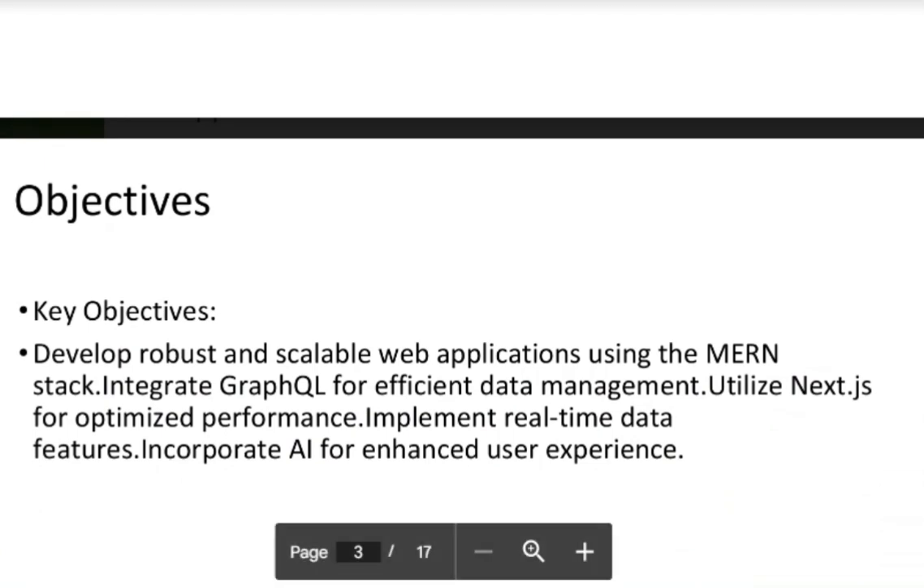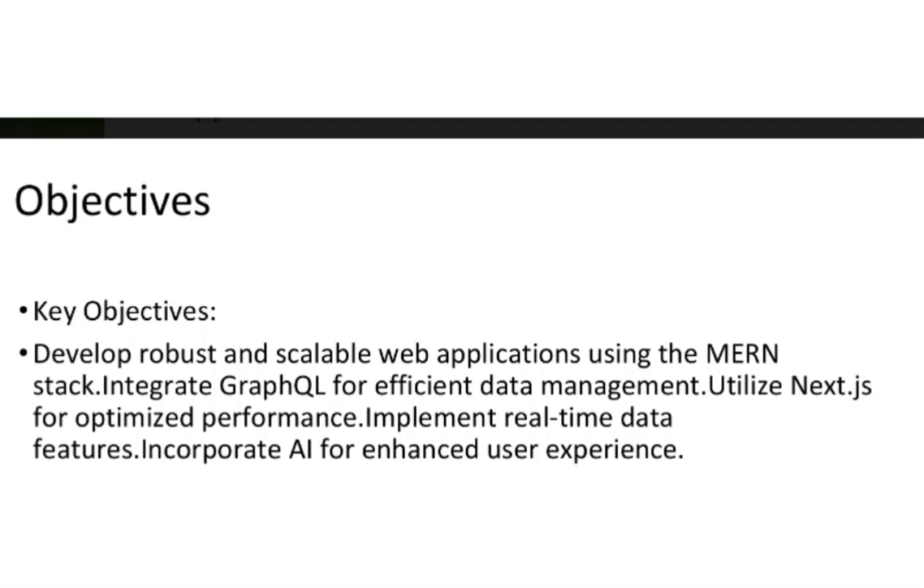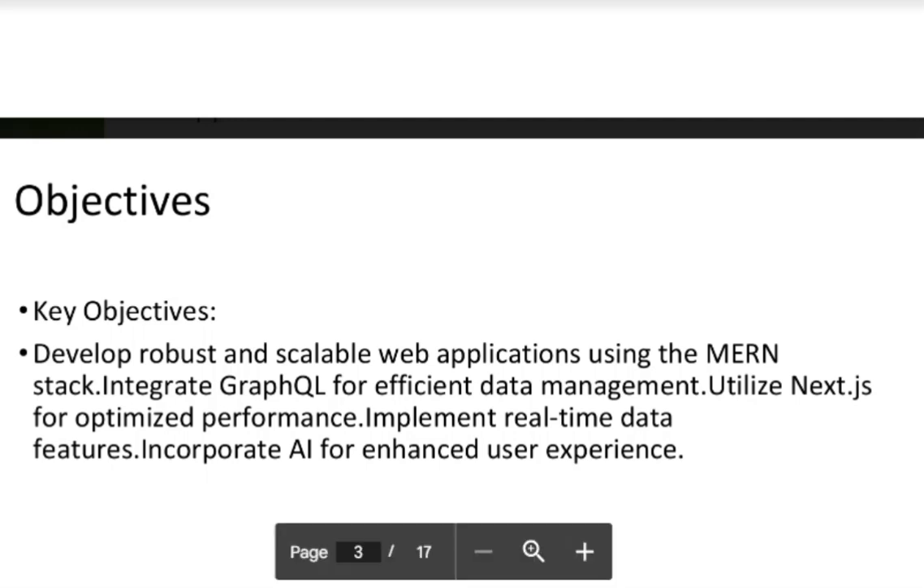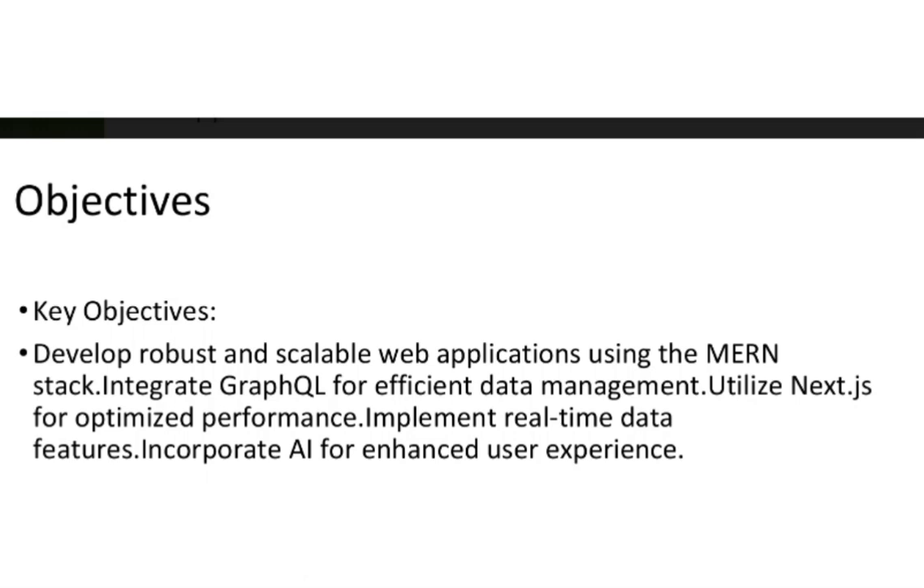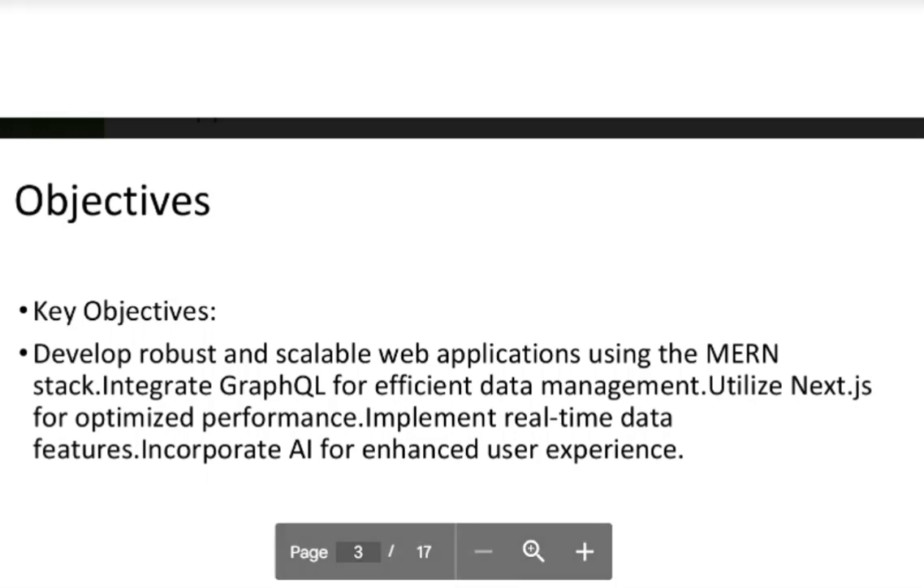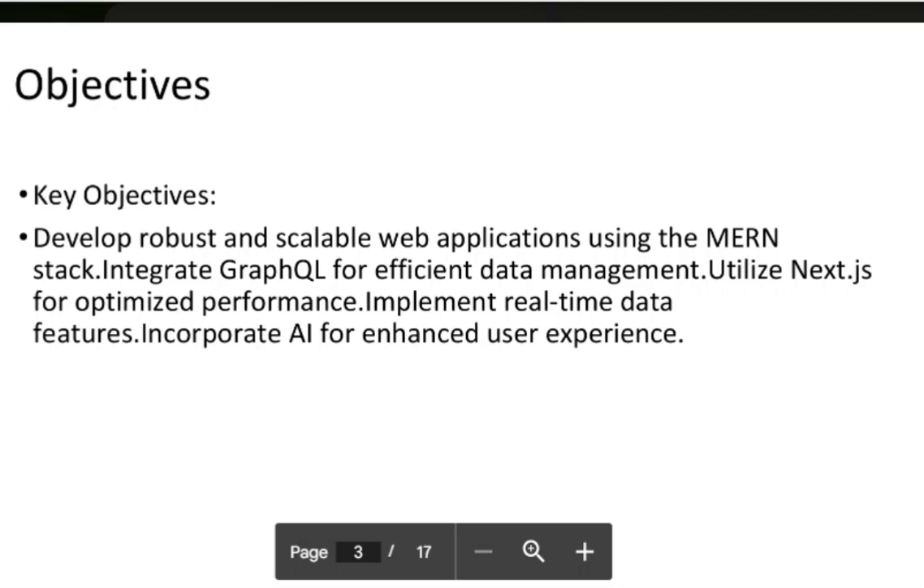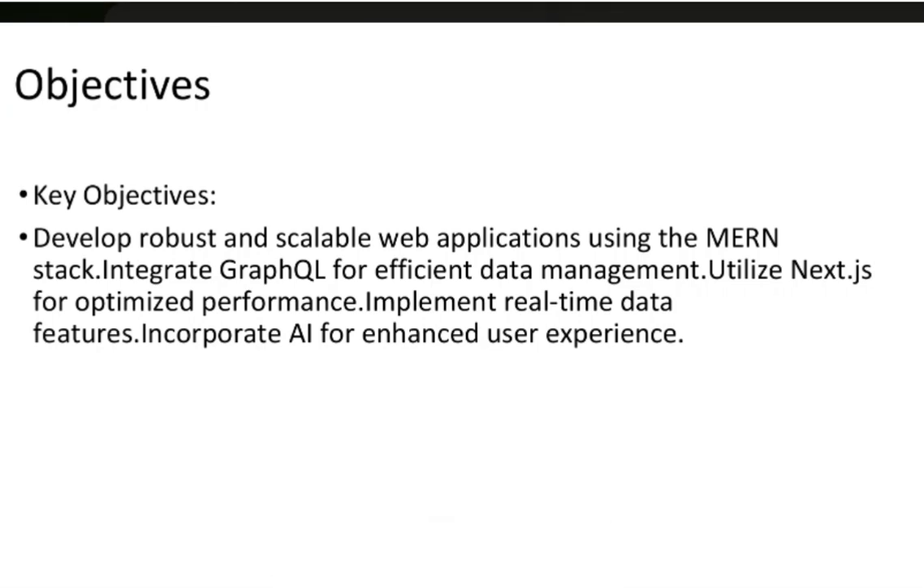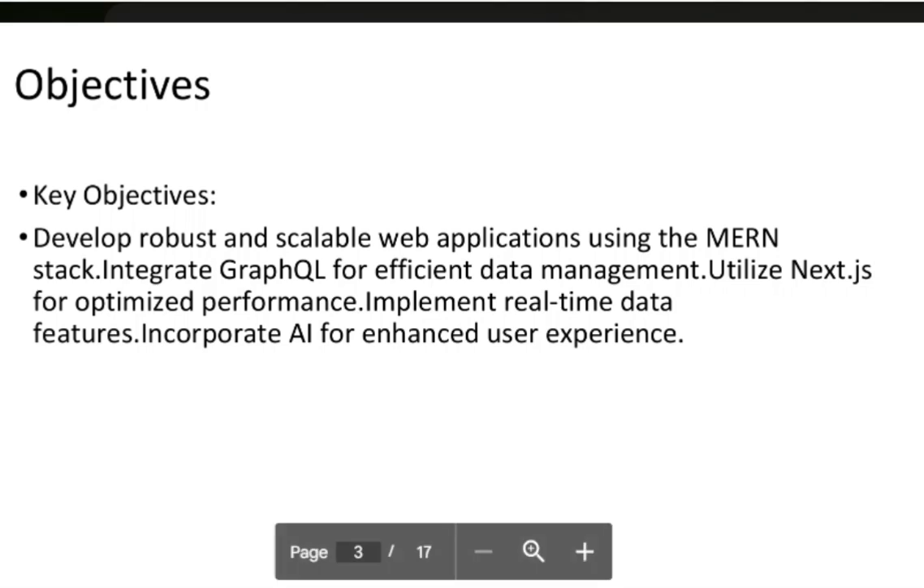Key objectives: develop robust and scalable web applications using the MERN stack, integrate GraphQL for efficient data management, utilize Next.js for optimized performance, implement real-time data features, and incorporate AI for enhanced user experience. So our primary goal is to introduce the MERN stack and demonstrate how to integrate it with GraphQL, Next.js and AI, so it can revolutionize web development. This will highlight the importance of adopting modern web development technologies to build applications that are not only robust and scalable but also efficient with user safety.